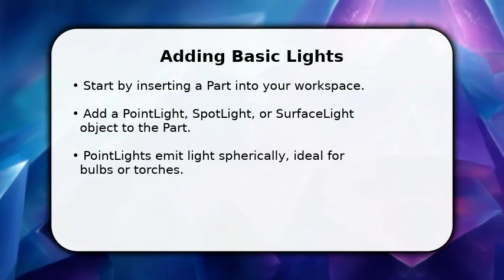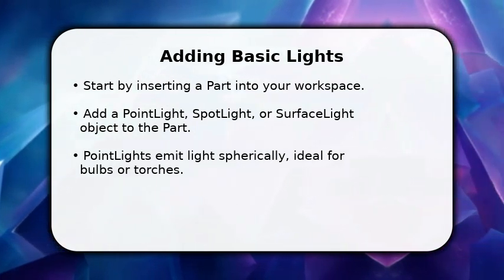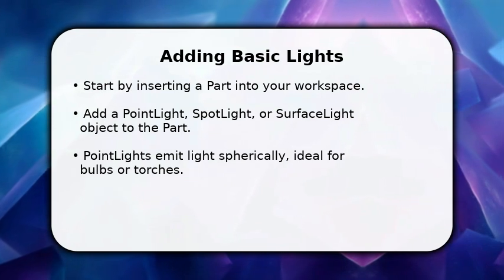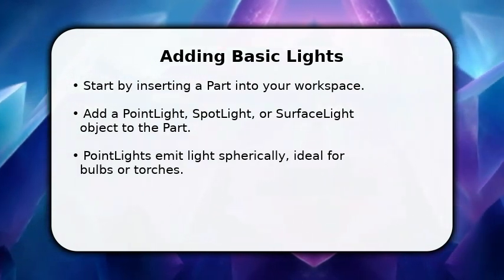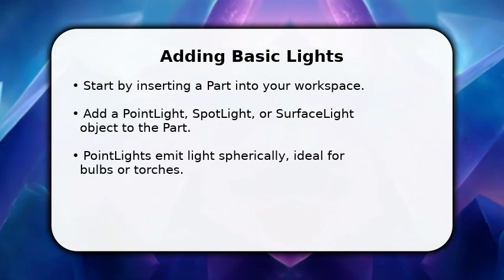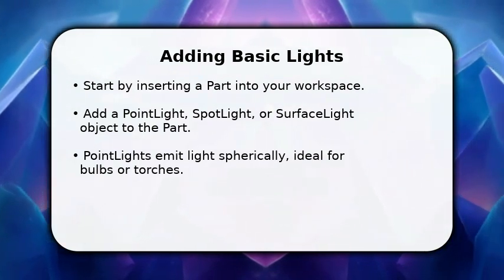You have three main types: point light, which emits light in all directions like a bulb; spotlight, which casts a cone of light like a flashlight; and surface light, which illuminates from one face of the part, similar to a screen. Choose the one that best fits your needs.